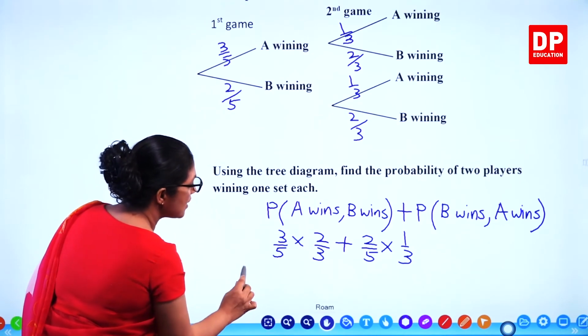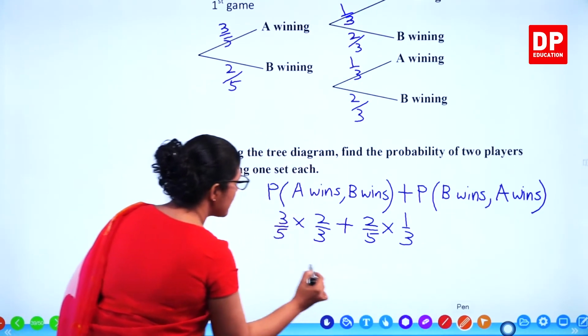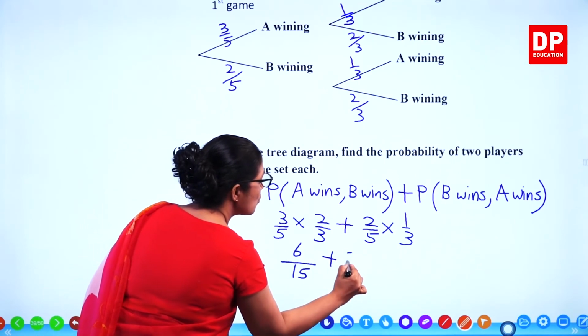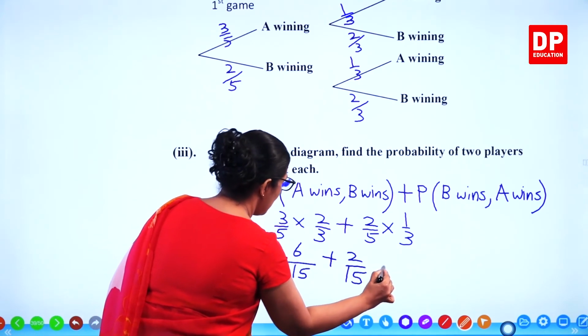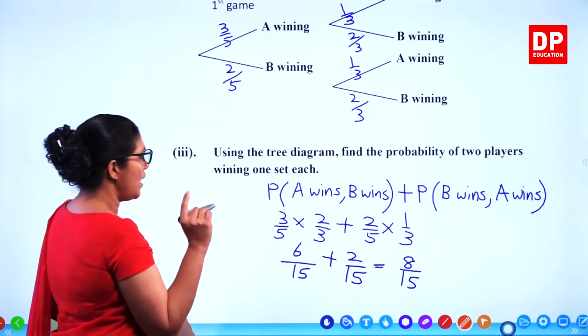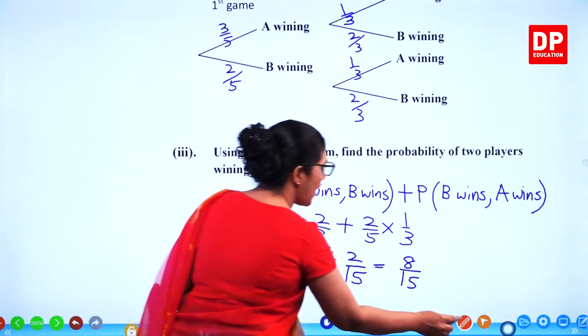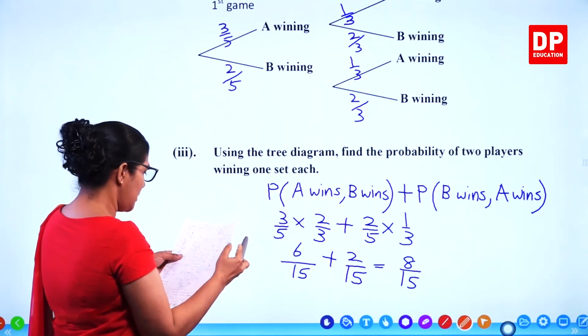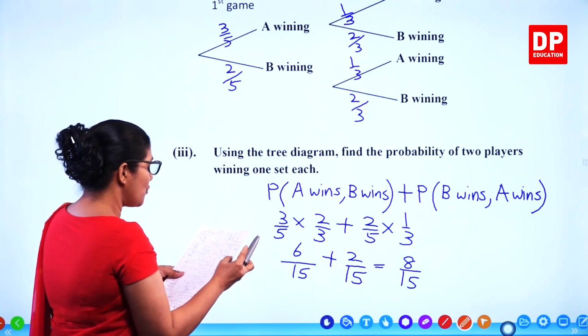So, what do you get? You get 15 as the denominator. 3 times 2 is 6. Here 2/15. You get 8/15. 6 plus 2, 8. So, how many marks do you get? You are getting 3 marks for that.